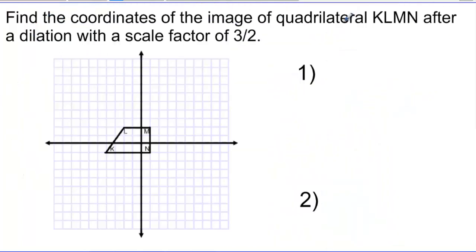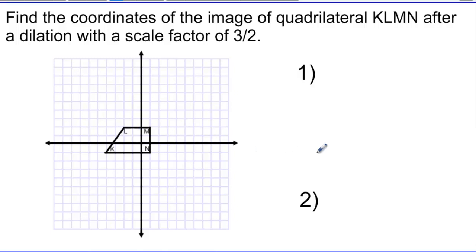So here is a quadrilateral, KLMN, and we want to do a dilation that has a scale factor of 3 to 2, 3 halves. So each side length in my new image is going to be 1.5 times bigger than the side lengths in the pre-image. And they didn't tell me what the center is, so I can assume it's 0, 0.